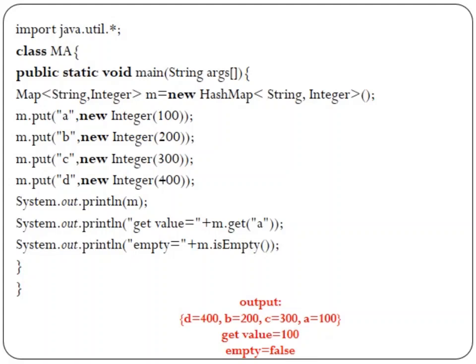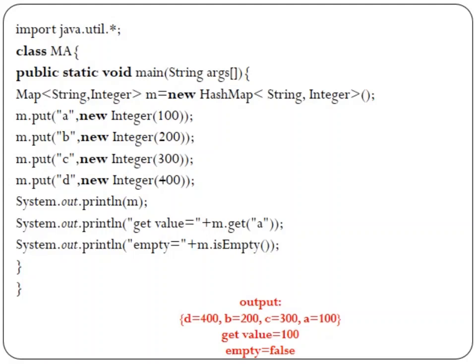When I print M, I will get the output as D is equal to 400, B is equal to 200, C is equal to 300, A is equal to 100. These are the values which have been assigned to the map interface. Now when I call the get method with A, this is a key. The get method is used to retrieve the value associated with a key. What is the value associated with the key A? That is 100. So I am getting the output as 100.